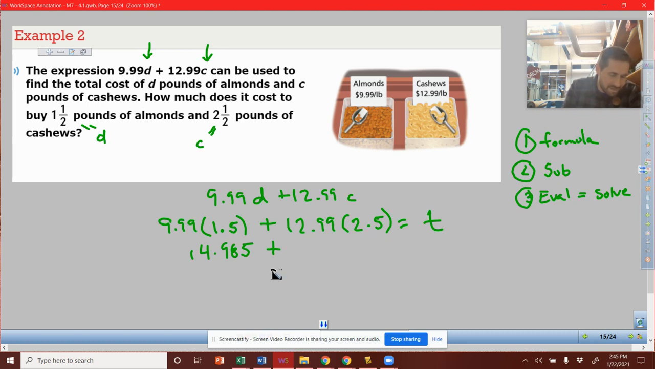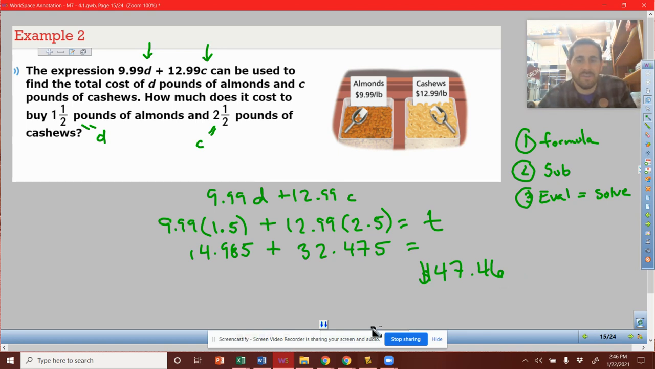So we'll do $12.99 times 2.5. And we're going to get $32.47.5. So we add those together. These half cents are going to turn one of these into a whole cent, right? So that answer is going to have a total cost of $47.46. Okay? So can you be given an equation and can you substitute known values to be able to find a solution?